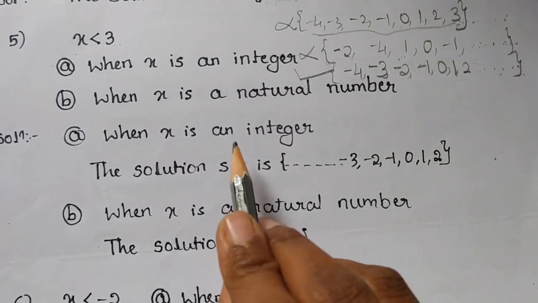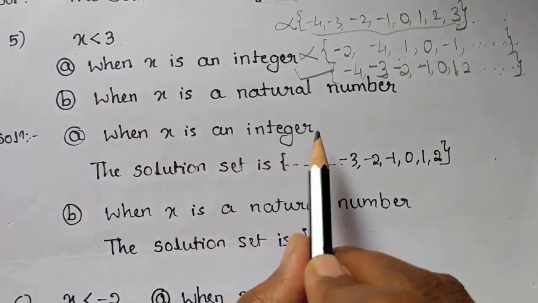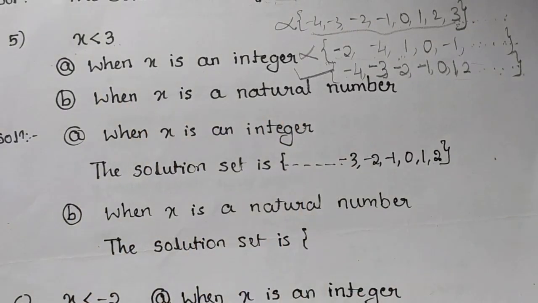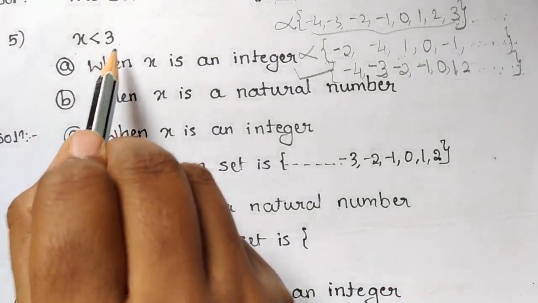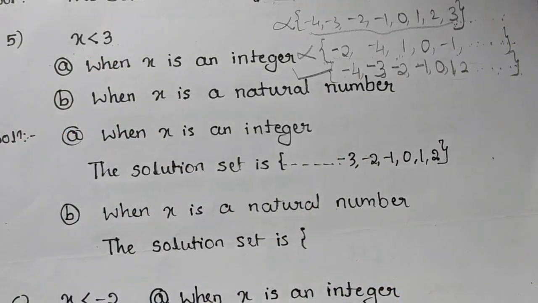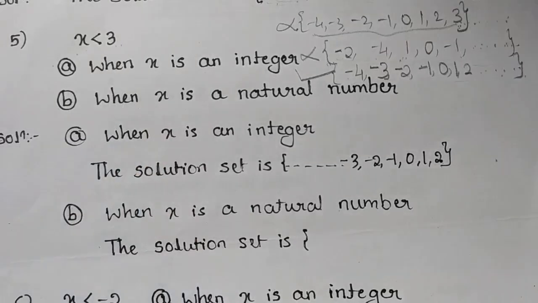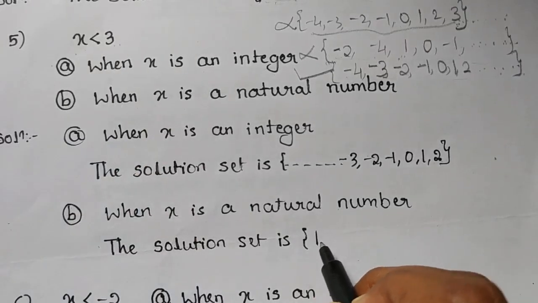This is the solution set for the inequality when x is an integer. Now the second sub question, when x is a natural number, write all the natural numbers which are less than 3. We know that natural numbers start from 1. 1 less than 3 is true. So 1 is the solution.